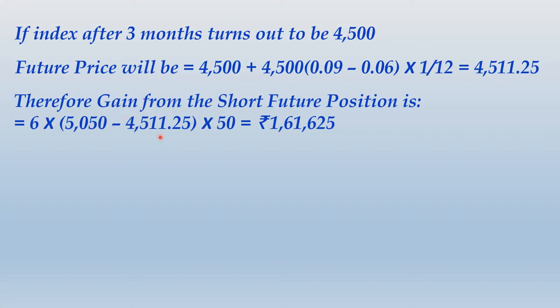Difference between these two will be the gain per index future, multiplied by 50 index per contract and multiplied by 6 contracts. Your total gain in your short futures position will be 1,61,625. Take screenshot of this as well, and then I have an announcement to make.